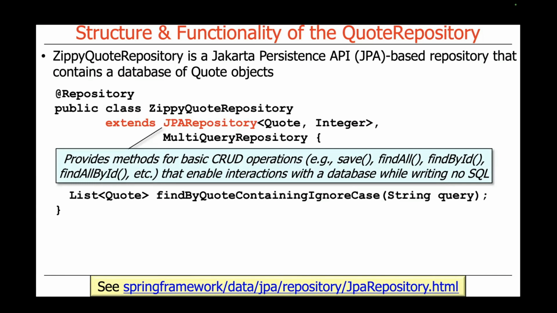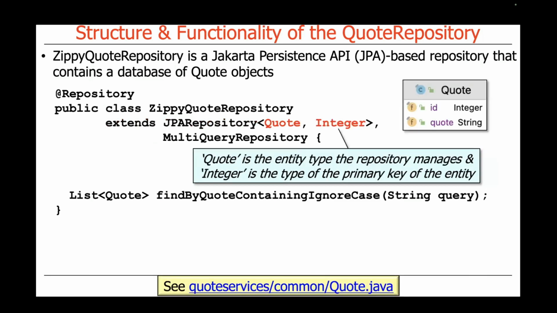And this enables interactions with a database without having to write any SQL by hand, if you can do a few other little tricks we're going to talk about. For this particular instantiation of the JpaRepository, the Quote parameter, the first parameter that's provided here, is the entity type in the repository, and it's the type that the repository manages. And you can see that's the Quote class with the integer and string as fields or columns. And then the second parameter, Integer, is the type of the primary key of the entity, which in this case is its ID, which is an integer, as you can see up there.